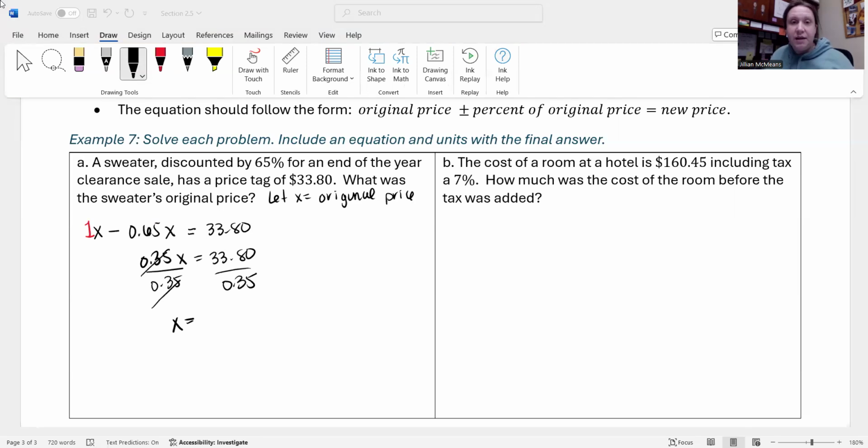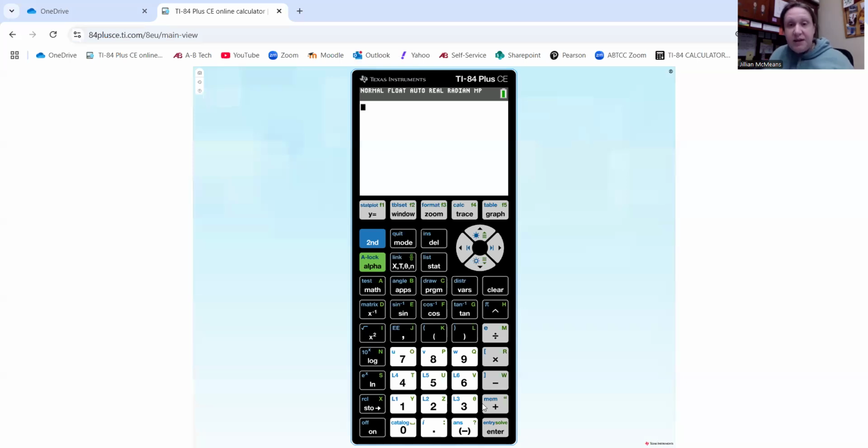So we have a calculator here, and we want to take the price, which is 3380. That's the discounted price. Remember, we were dividing both sides of this equation by 0.35, so we want to divide by 0.35, and we get this mess. Now, we're dealing with money. Money always has two decimal places. So unless you're dealing with money and they very specifically say round to the nearest dollar or something, you're always going to round two decimal places.